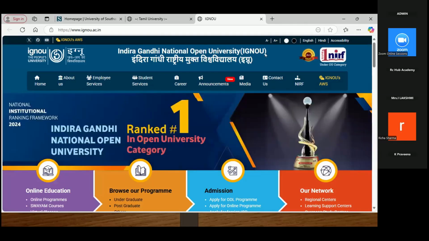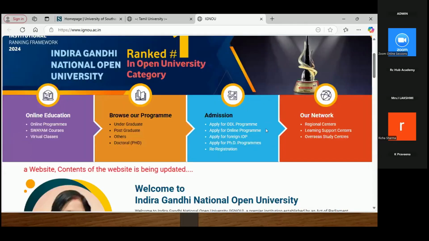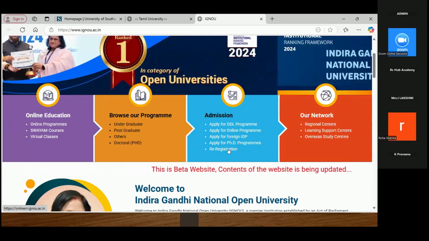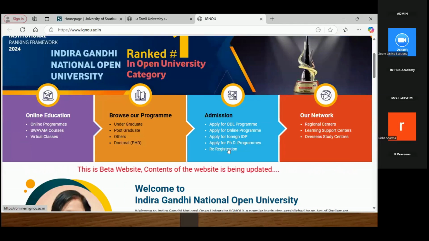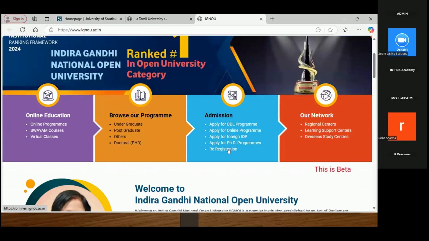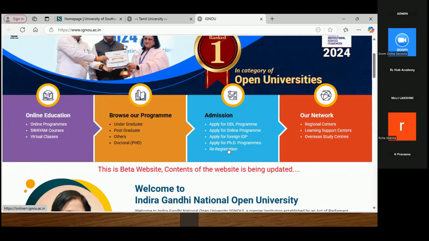And you can see here, this is the website. Admission: apply for ODL program, that is the open and distance learning program. Apply for online program, apply for foreign programs, and apply for PhD program and re-registration program. These are all considered as the admissions to the Indira Gandhi National Open University. So this is the first part, which is mainly focusing on open and distance learning.